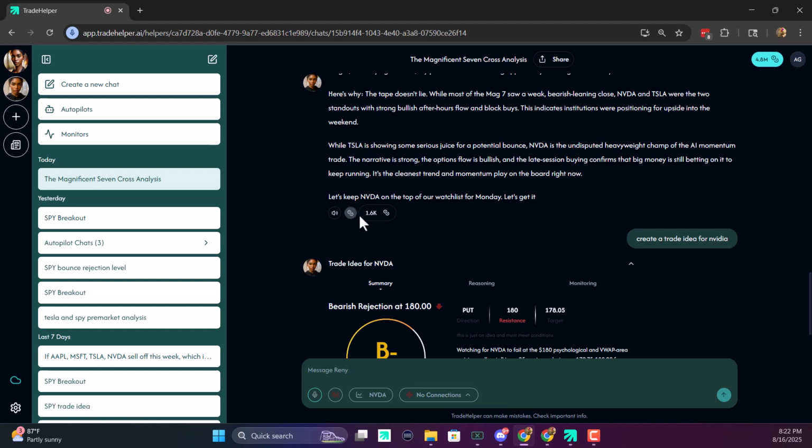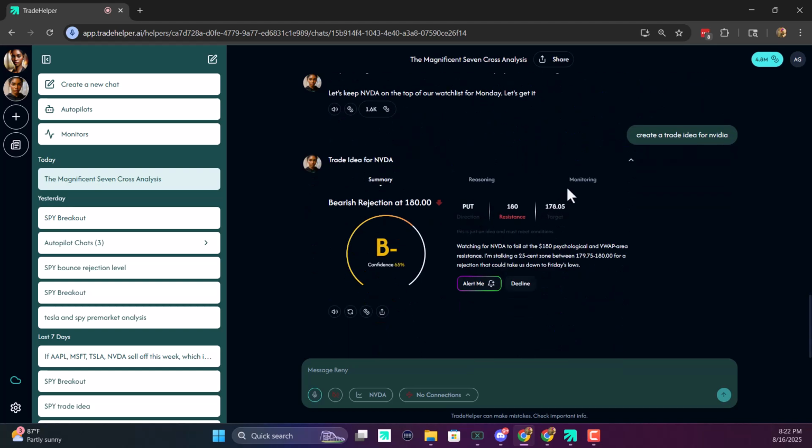Like that cross analysis right there was so big. It was like 1,600. I'm going to limit that because it should not be that big. That's a little bit extreme. But yeah, now we have a trade idea for NVIDIA.